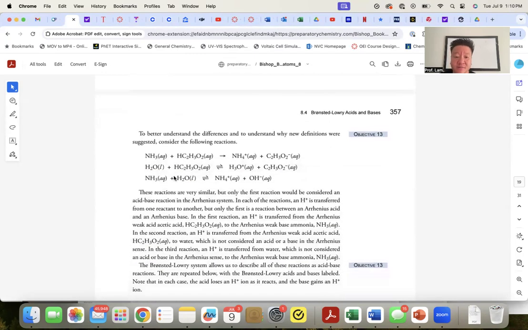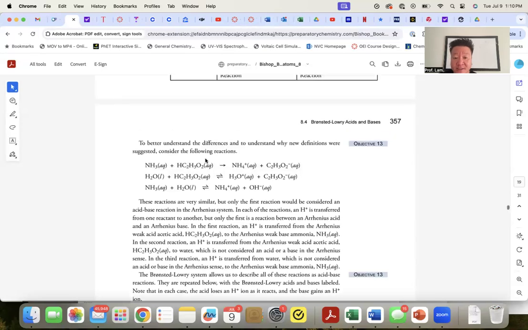So think of an acid as a proton donor and a base as a proton acceptor. Here are three examples. In the top example, we have ammonia plus acetic acid, which is HC2H3O2. According to Bronsted-Lowry, the acid is the one that donates the proton and the base is the one that accepts it. So the first thing you want to do is identify which one is the base and which one is the acid, and then it's quite easy to figure out what the products are.